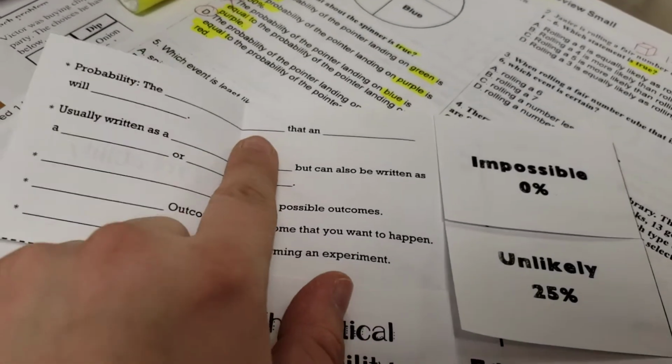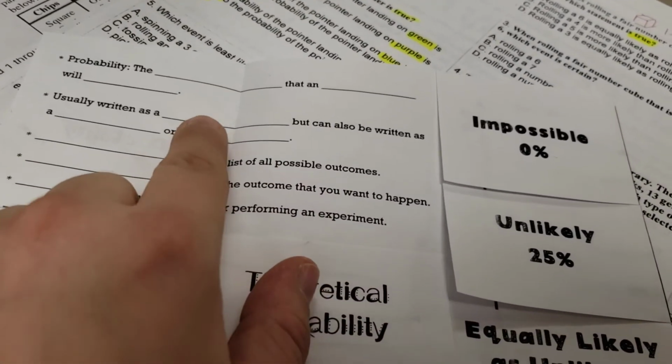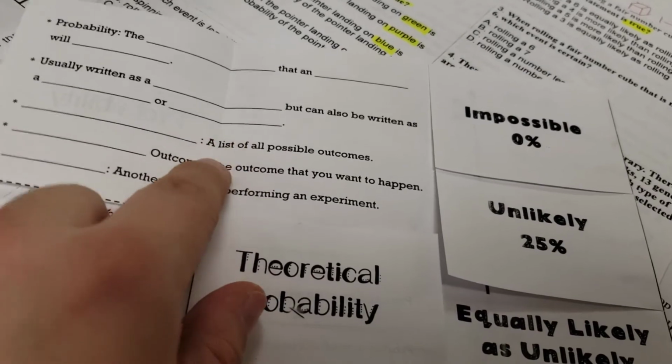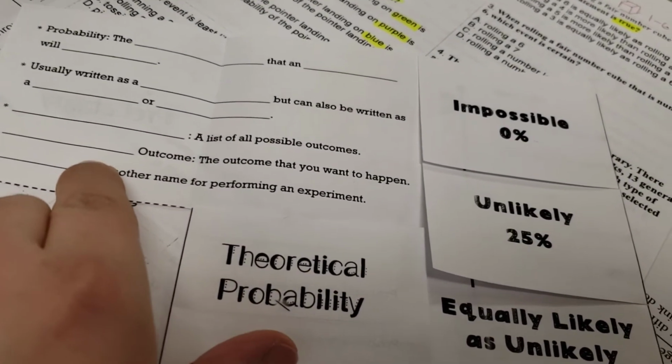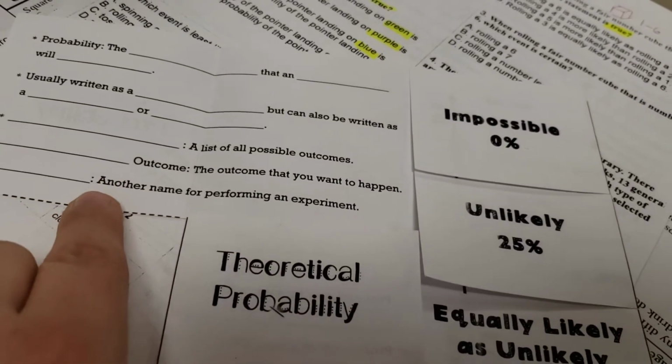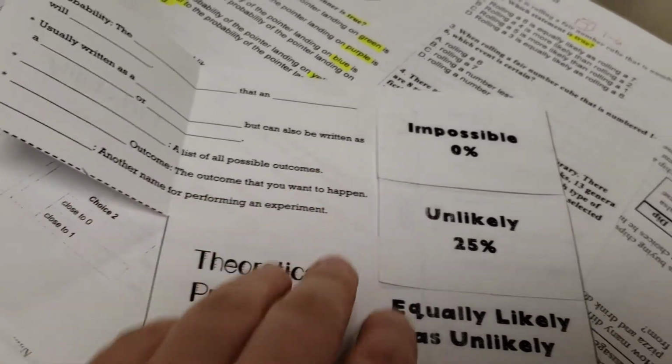Probability is the likelihood that an event will occur. It's usually a fraction, but it can also be a decimal or percent. The sample space is all possible outcomes. A favorable outcome is what you're looking at, what you want to happen. A trial is another name for performing an experiment.